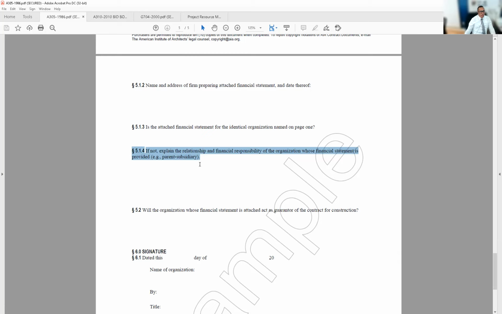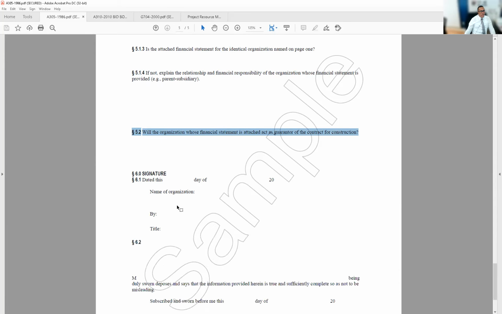Will the organization whose financial statement is attached act as guarantor of the contract for construction? It's like when you go to get a lease for a car, and you bring somebody with you who will put their information, their affidavits, and their taxes on you. So they have to be responsible. They will act as that guarantor for that purpose.